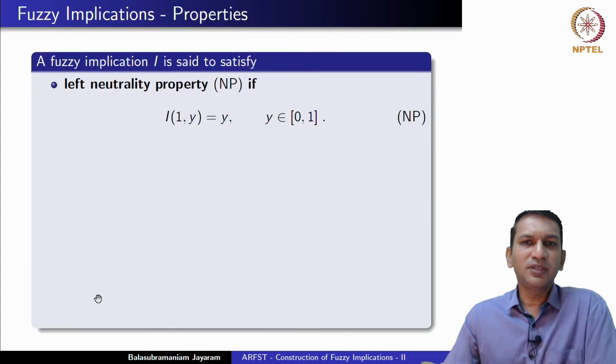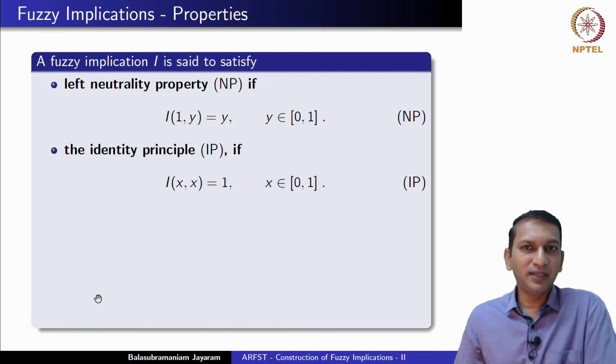Then we went on to discuss what desirable properties SN implications satisfy. The first of them is the left neutrality property, or just simply the neutrality property, which says that I of 1, y should be equal to y. We have seen that this property is held by all SN implications.